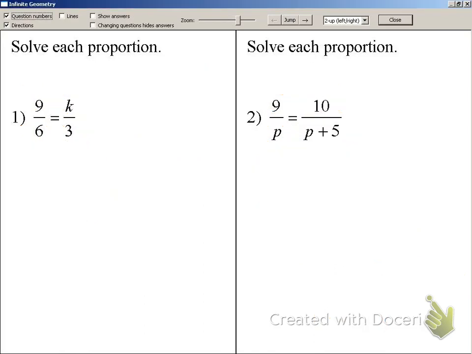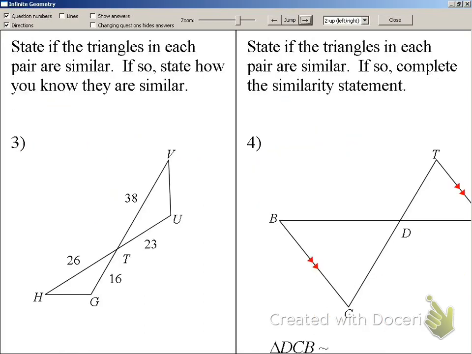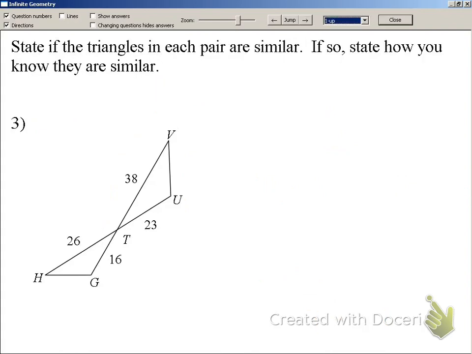Number 3, it says state if the triangles in each pair are similar. If so, state how you know they are similar.